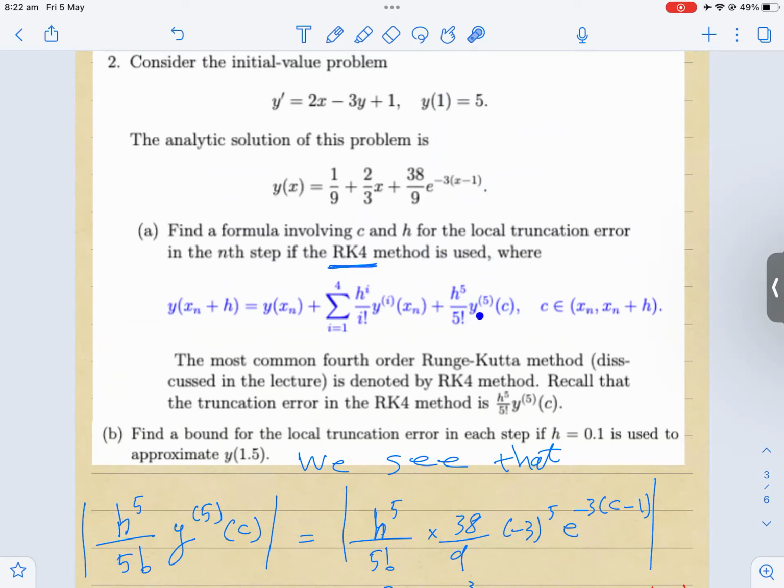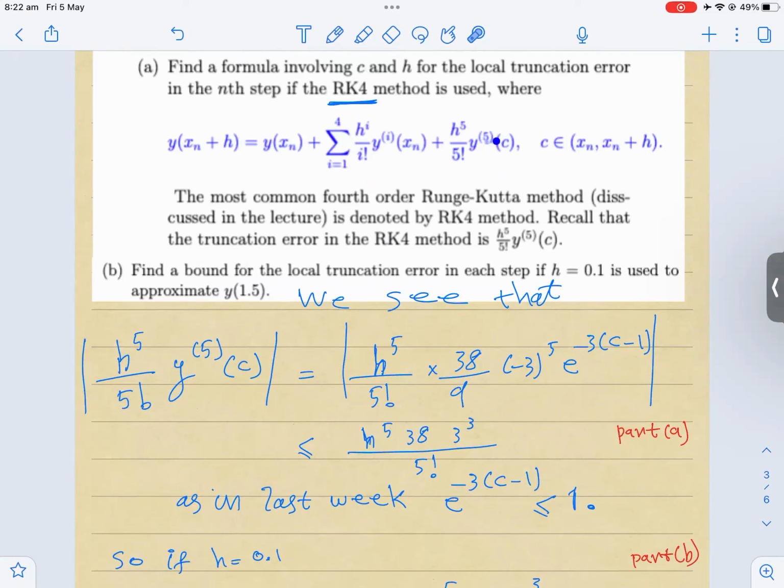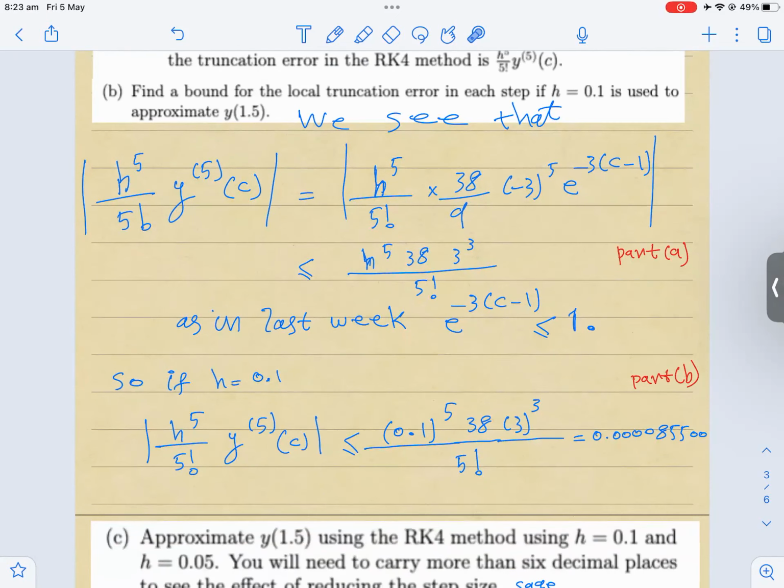The derivative of order 5 can be obtained from this. If the analytic solution is not given to us, then this can be obtained from y prime. You can take y double prime, but it also depends on y, so it will be a little bit difficult. Part A is a question for children, so it's not for us. You just do this.